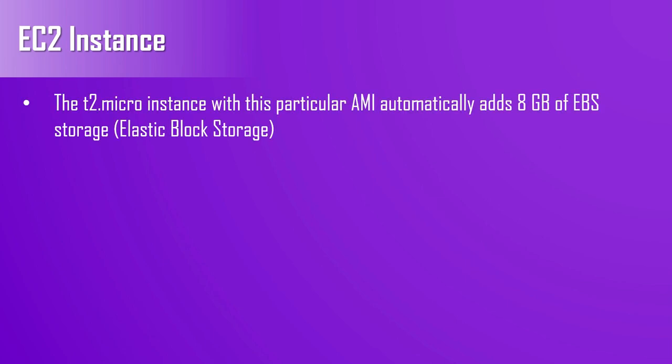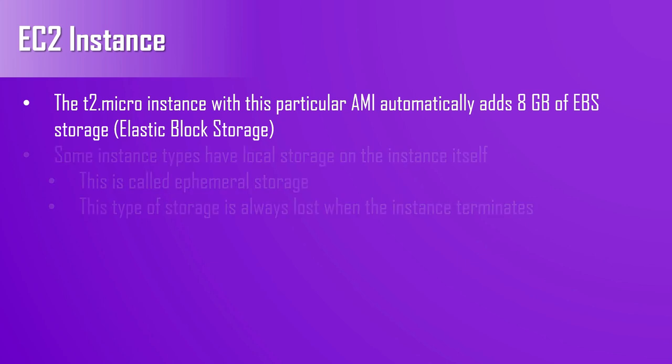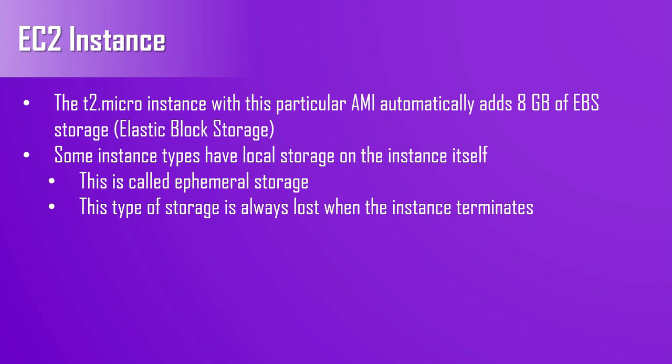The T2 micro instance, with this particular AMI, automatically adds 8 GB of EBS storage. EBS is short for Elastic Block Storage, and it is a service that AWS provides. Some instance types also have local storage on the instance itself, called ephemeral storage. This type of storage is always lost when the instance terminates. So, there are two types: EBS storage and local storage.